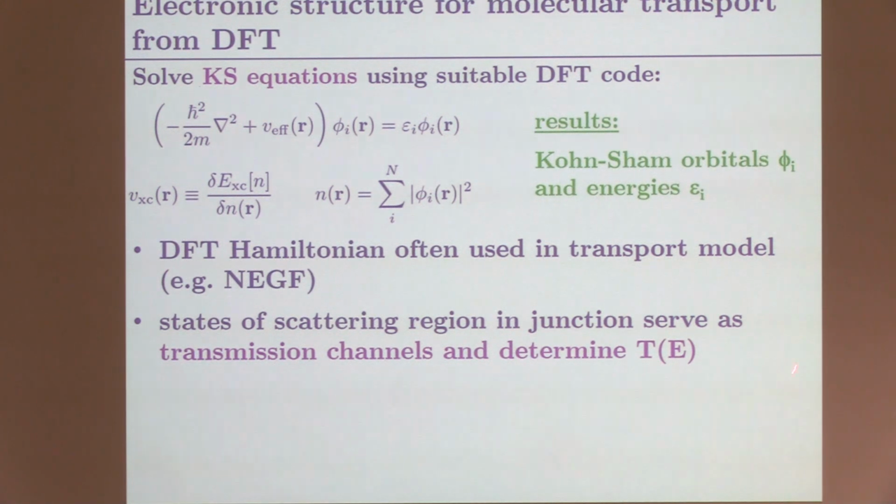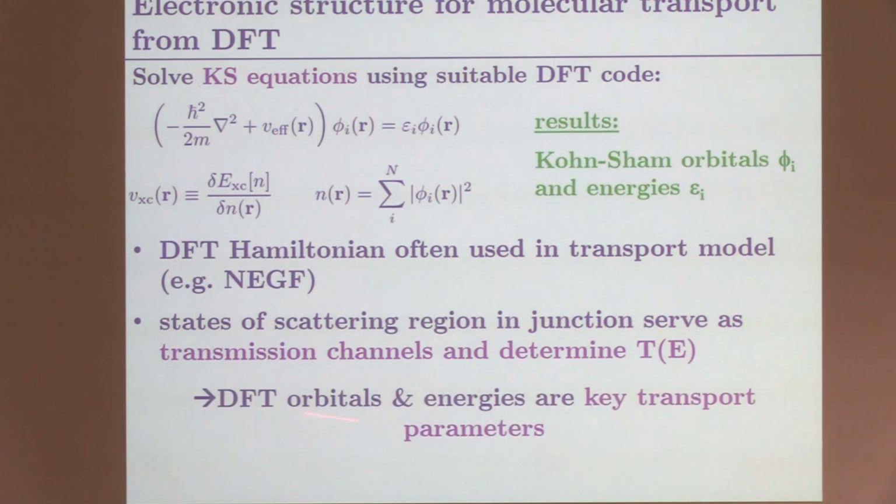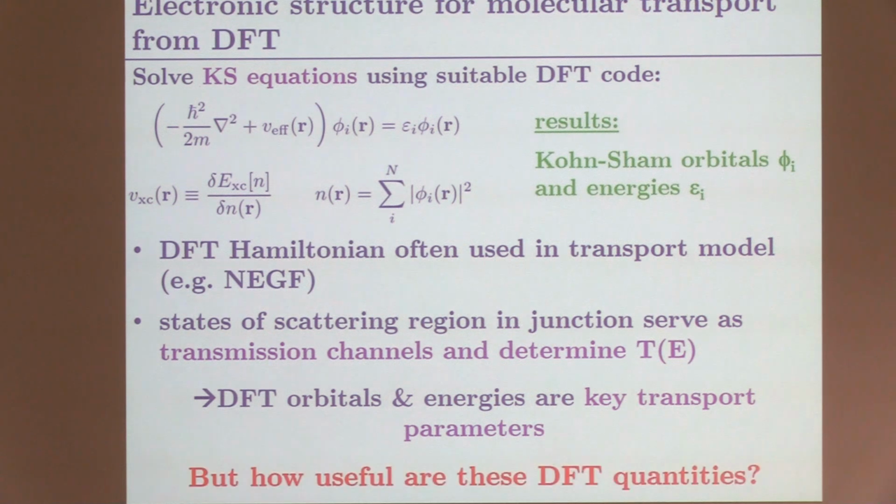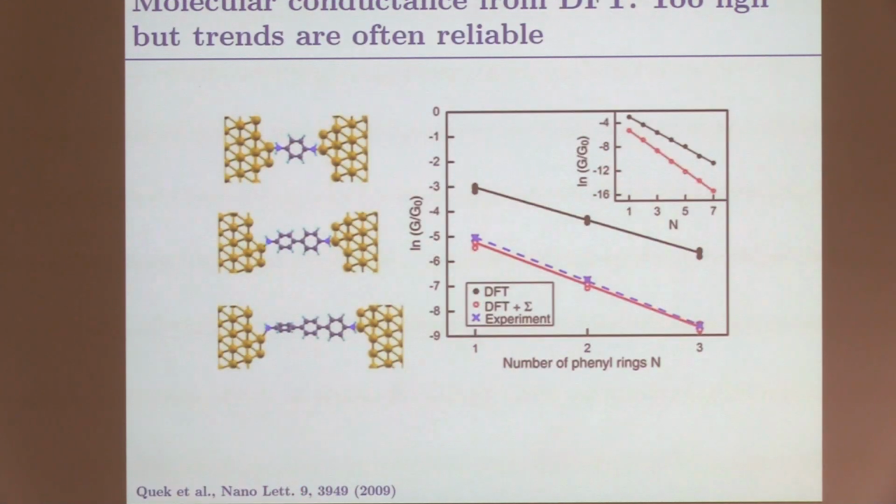And in this way, they determine the transmission and then the current for the junction. And so these DFT orbitals and energies, they are key. They're at least used as key transport parameters in many of the approaches that are used today. Question is, how useful and predictive are these quantities for molecular transport?